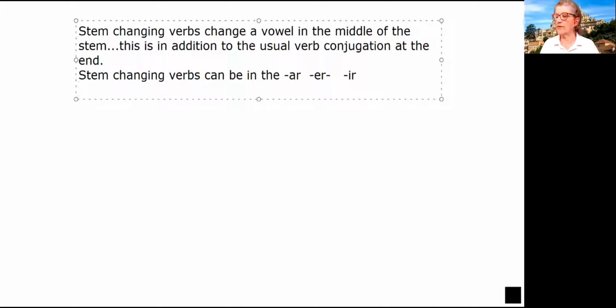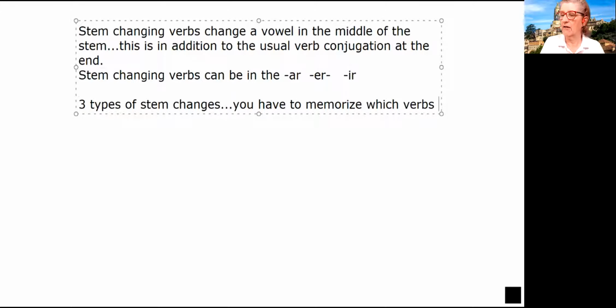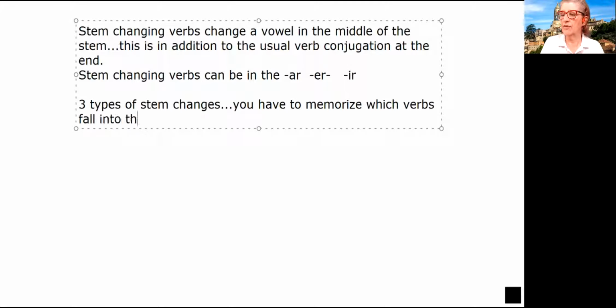Anyway, a stem-changing verb can be an AR verb, an ER verb, or an IR verb, but there are going to be three types of stem changes. And the sad thing is, you have to memorize which verbs fall into this stem-changing category. You just have to know. You have to know it from usage, from repetition, from practice.